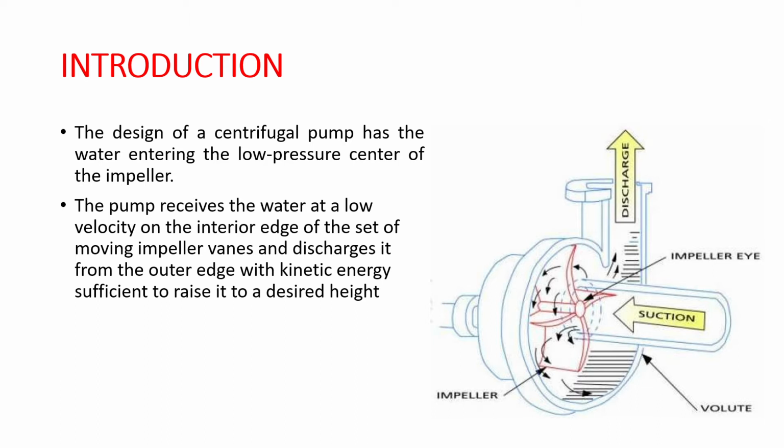The pump receives the water at a low velocity on the interior edge of the set of moving impeller vanes and discharges it from the outer edge with kinetic energy sufficient to raise it to a desired height, and through the gradually expanding spiral passage transforms the kinetic energy into pressure.